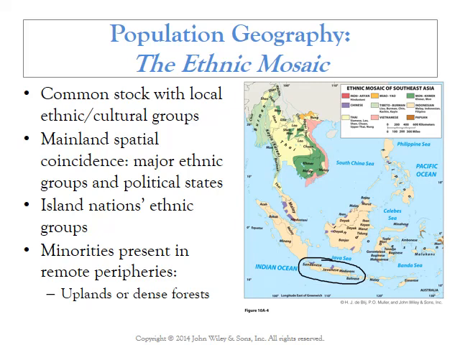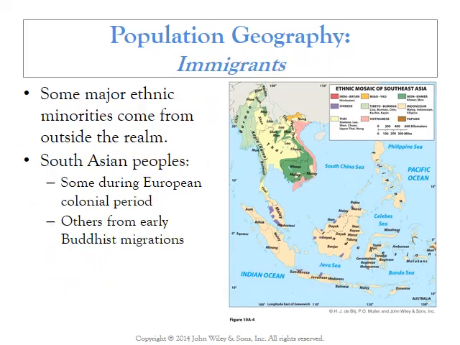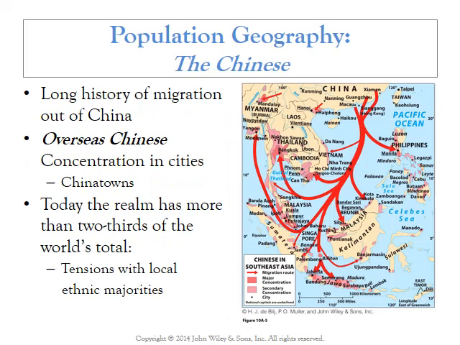Primarily, the folks who live there are of Indonesian descent. But you also notice all the different colors here, indicating the different ethnic groups that are identified in Southeast Asia. In addition to the indigenous ethnic groups, we can't forget about the fact that there are immigrants from outside the realm, from South Asia, from India, as well as from China. And in fact, the immigrants from China are in significant numbers in some locations.